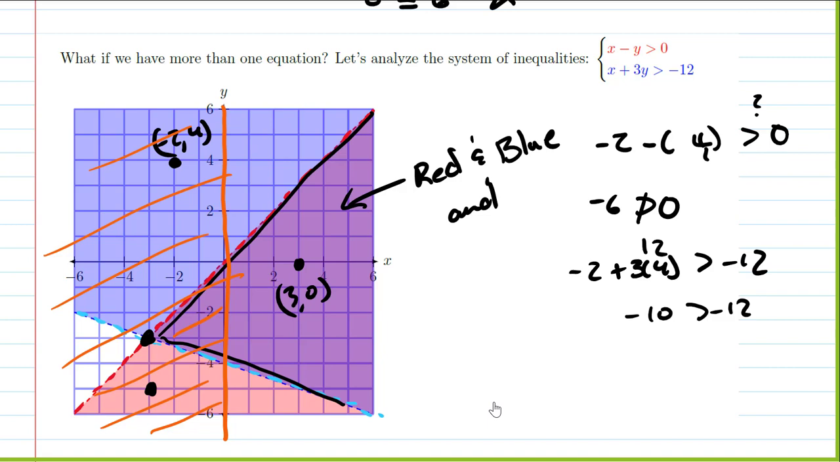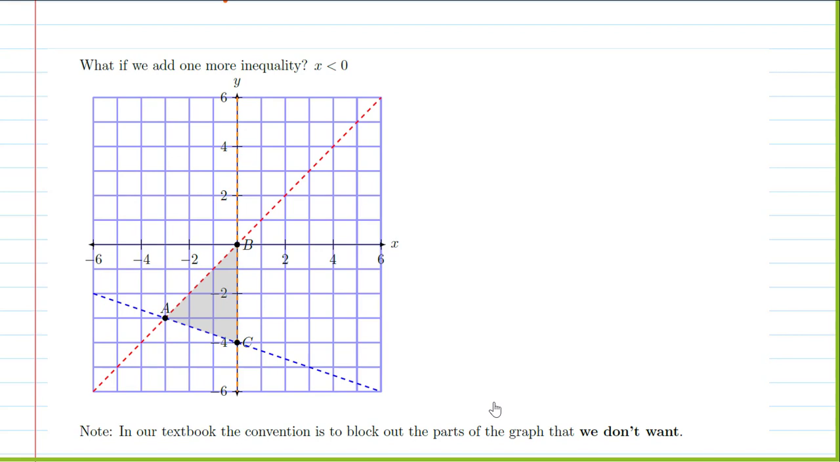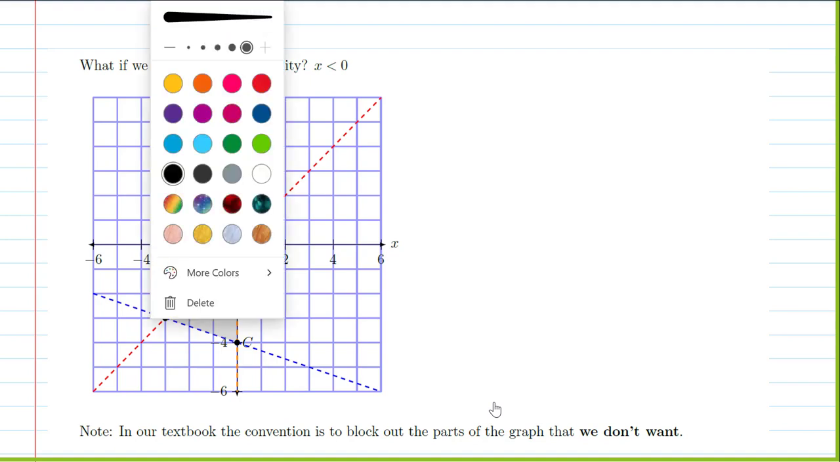One thing we're going to notice when I start shading all of these multiple colors and regions is that these graphs get really, really hard to read very fast. So instead of using the convention that we've been accustomed to in algebra to shade what we want, we're actually going to do the opposite. In our textbook, what we would do is eliminate or shade what we don't want.